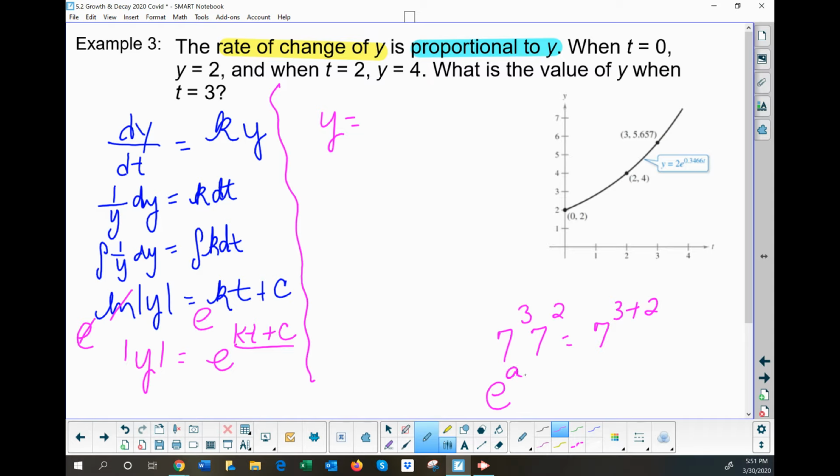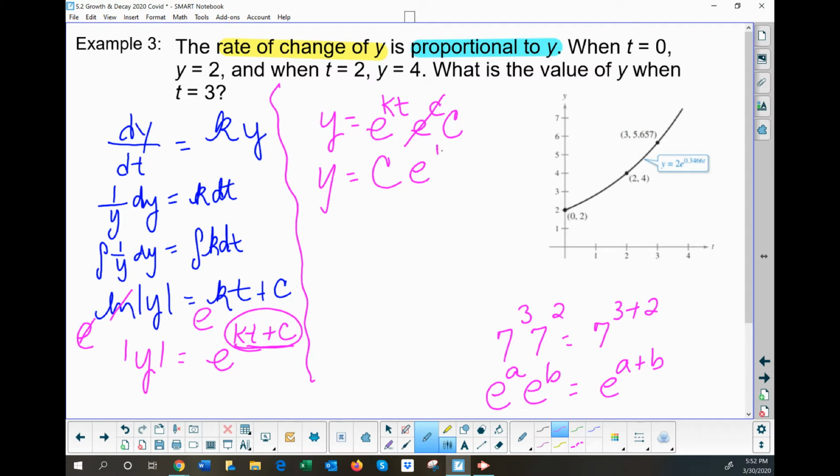That's an awful lot like what we have right now. So I can use my rules of exponents to work this backwards and say I have e to the kt times e to the c. But e to the c, e to some constant, is going to be just some new constant. I'm actually going to label it big capital C. Rearranging it, I get C times e to the kt.